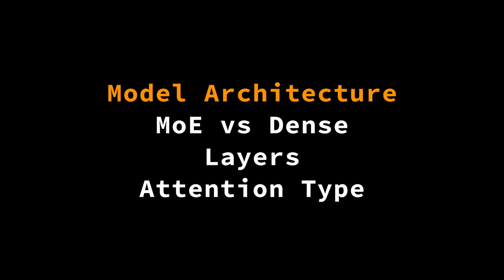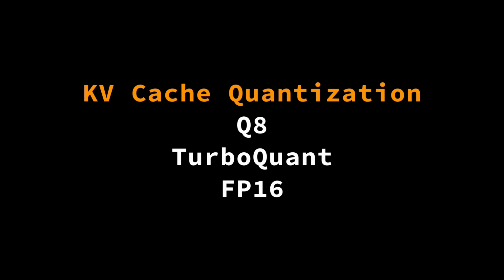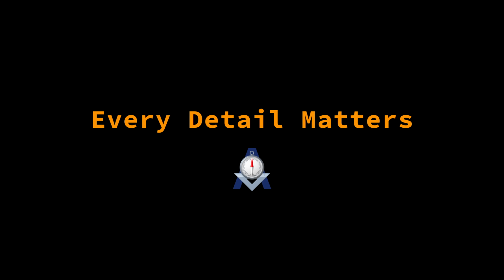Every possible optimization you can do to the setup can be felt locally. Choosing the right model and the right architecture for the task. Finding the optimum weights quantization and a solid model build, one which is small and nimble, but still precise enough. Compressing the KV cache or leaving it uncompressed. Every detail matters when it comes to optimizing inference for speed.